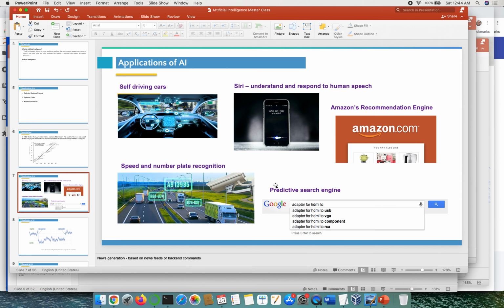Siri is an application, you understand, how it responds to human speech. So Siri or Alexa, these are some of the devices, again applications of AI. Amazon's recommendation engine or Netflix's recommendation engine, these are again applications developed using machine learning and deep learning concepts. So speed and number plate recognition, again, this is a very similar example to what we just spoke about using computer vision.